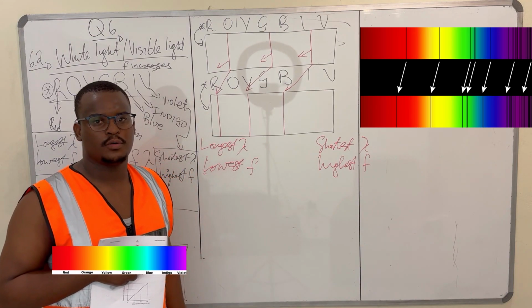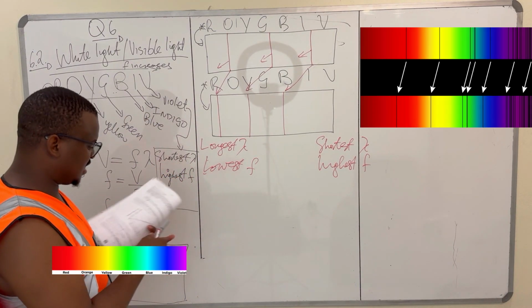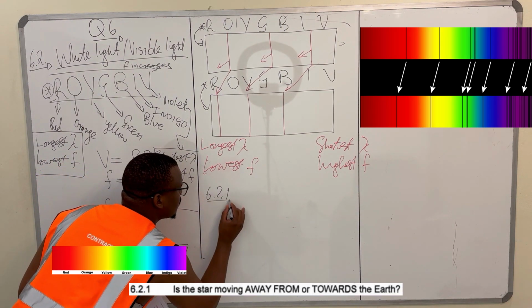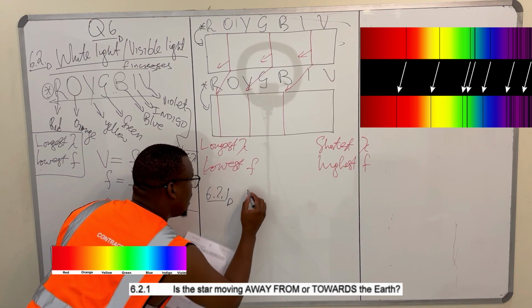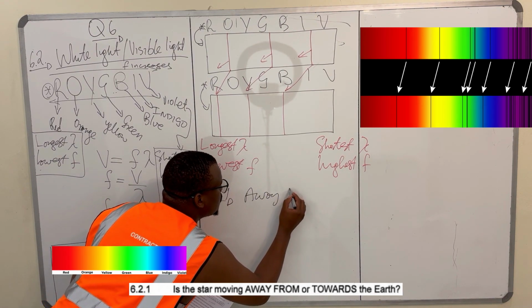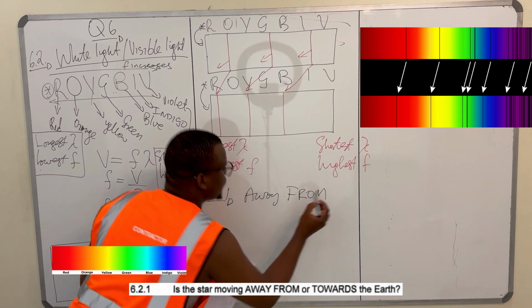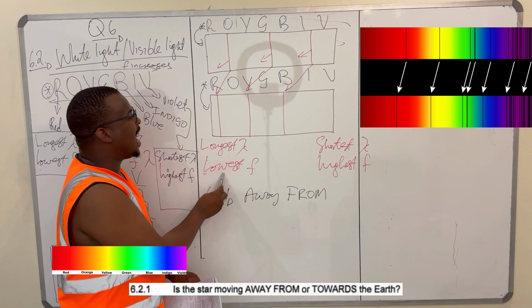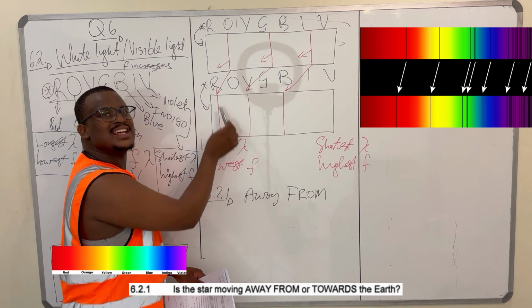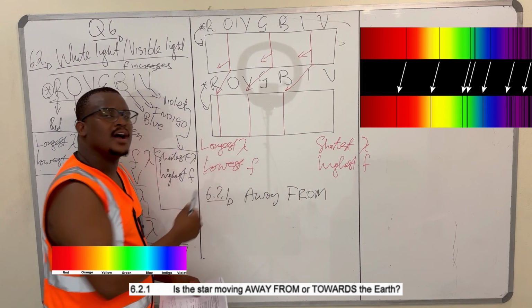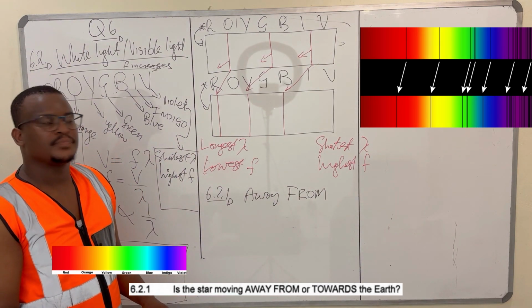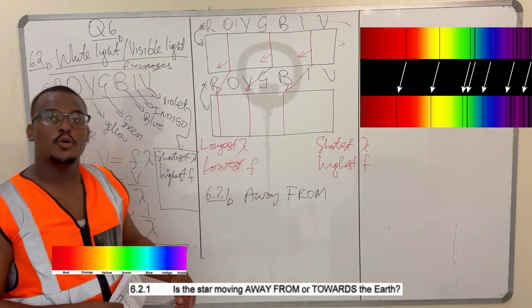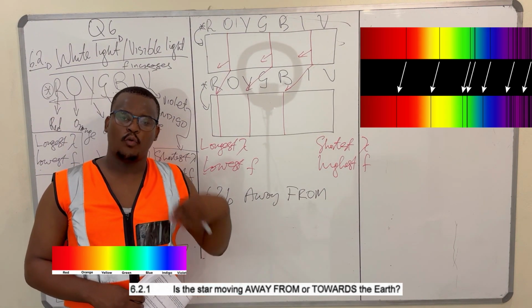And using Doppler's logic, that should tell you that the star is moving away from us. So if you answer 6.2.1, I would say away from. So the star is moving away from us because we're observing lowest frequencies towards the red part, because the red part of the spectrum has the longest wavelengths, lowest frequencies. And you know those lowest frequencies are indicative of what? Of the source moving away.